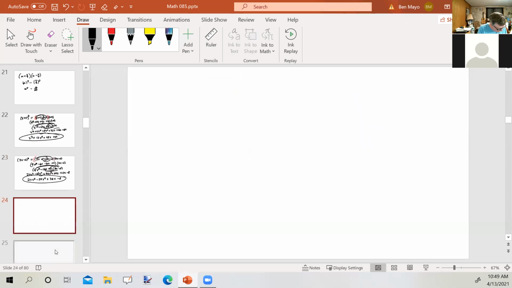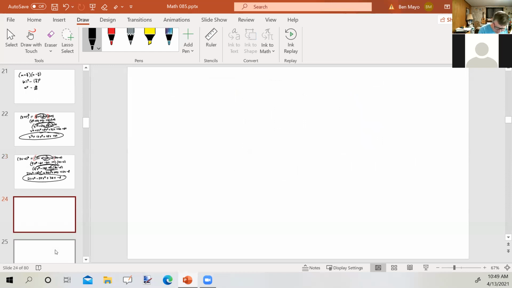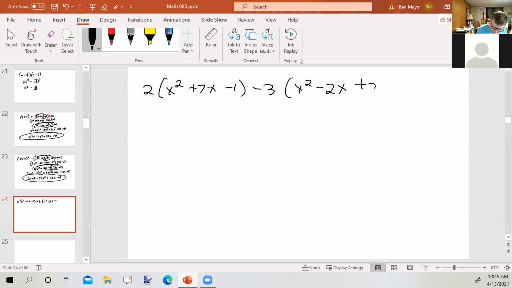Now let's kind of mix things together a bit. Let's say we've got 2 times the quantity x squared plus 7x minus 1 minus 3 times the quantity x squared minus 2x plus 2. So we're going to start out with order of operations, grouping symbols, inside the parentheses. There's nothing we can do. There's no like terms or anything. So now I'm going to distribute, first of all, the 2: 2x squared plus 14x minus 2. Then I'm going to distribute the minus 3.